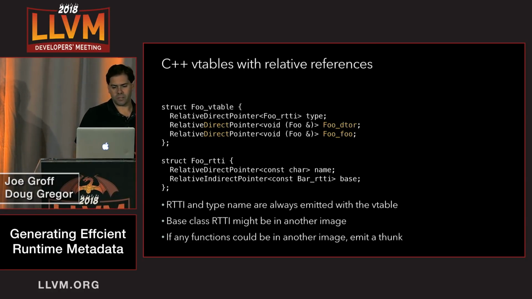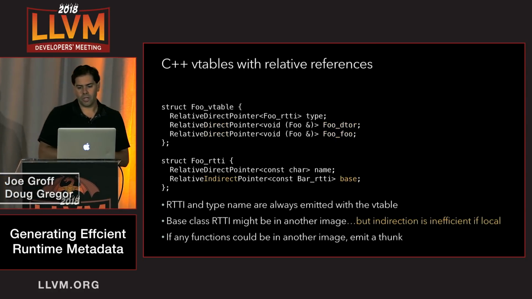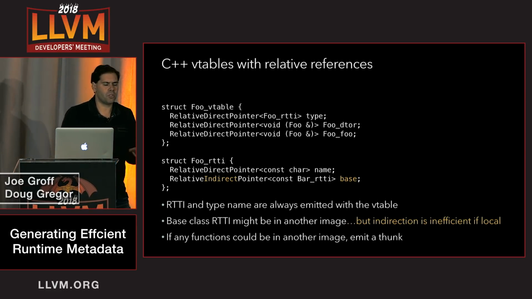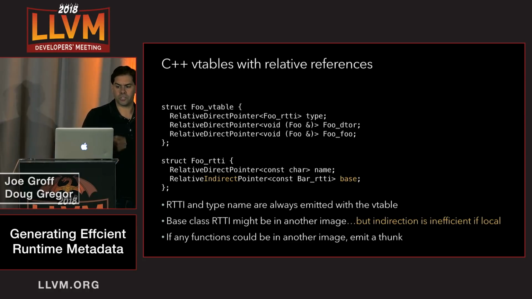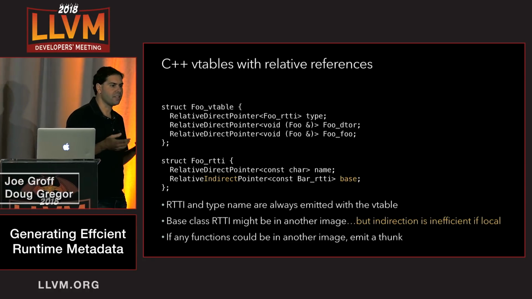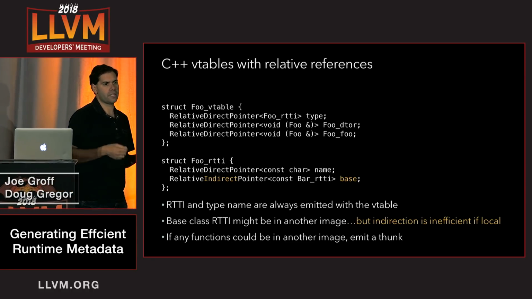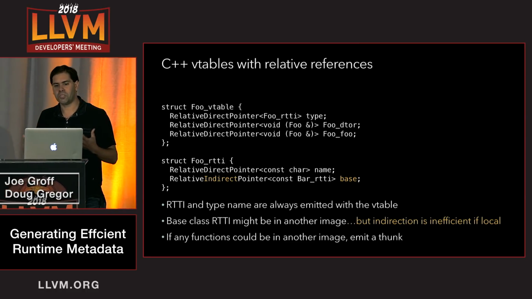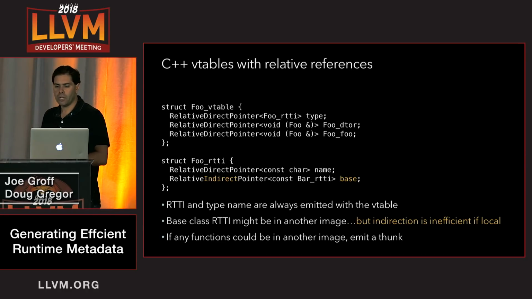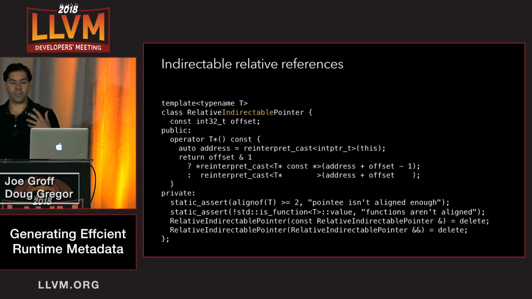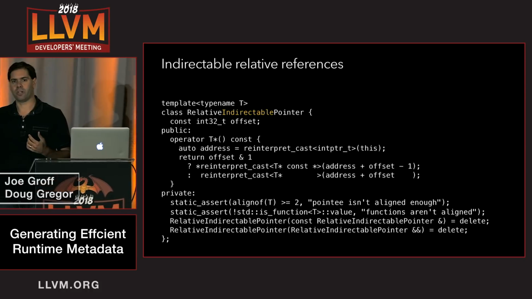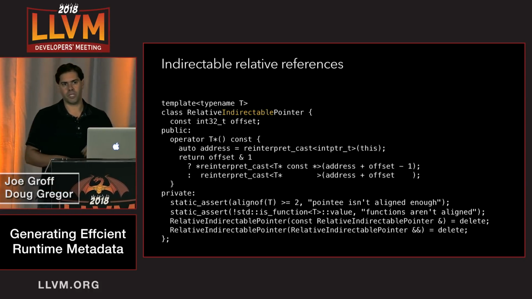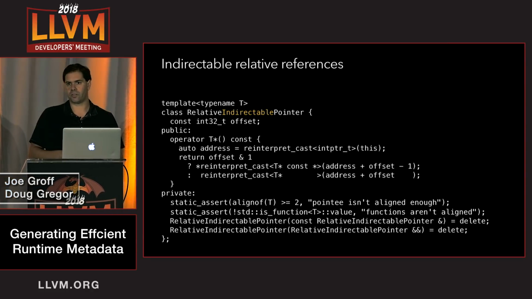Now, there's one little unfortunate inefficiency here. The base class certainly could be in another image, but a lot of the time you're subclassing your own classes and you know that they're in that actual image. So we've added this extra level of indirection that's costing us a GOT entry and a little bit more code, but shouldn't actually be necessary. And so we'll introduce sort of a third smart pointer for dealing with relative references. We're going to call this the relative indirectable pointer. So this can be direct or it can be indirect.